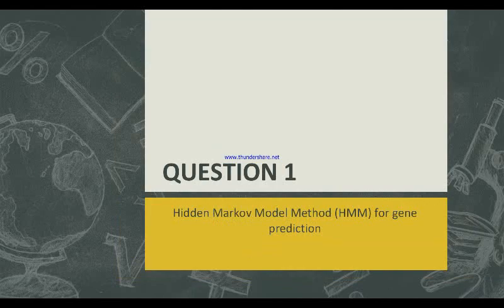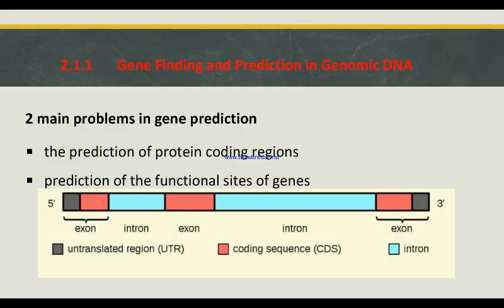For the first question, it is about hidden Markov model method (HMM) for gene prediction. And we need to know what is gene finding and prediction in genomic DNA. They have two main problems in gene prediction, the first is the prediction of protein coding regions, and the second is prediction of the functional sites of the genes. As we know, genes have exons, introns, and functional sites, such as coding sequence CDS and untranslated region UTR, and this is very important for us to predict the protein coding regions and the functional sites of the genes.